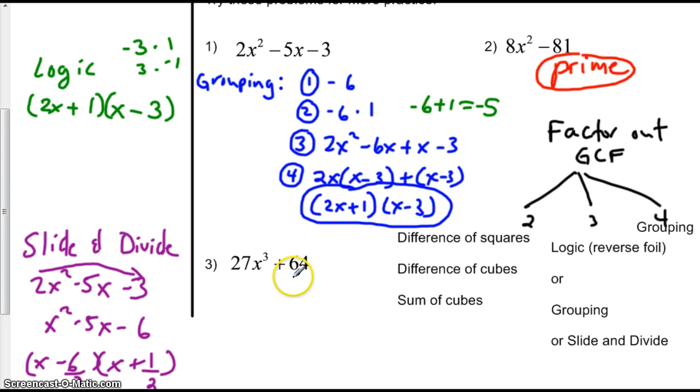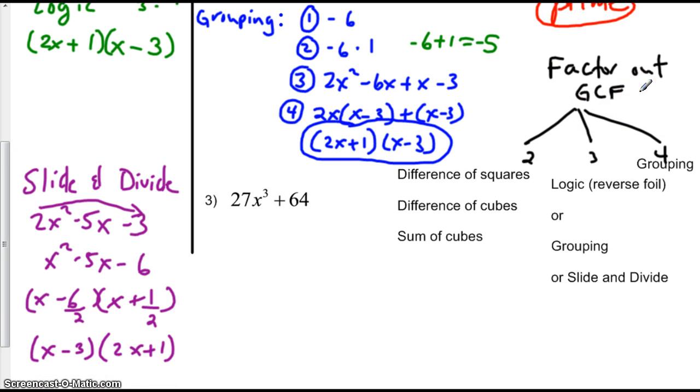Okay, our last problem, number 3. Again, we're going to look to factor out our greatest common factor. And between 27 and 64, they don't have anything in common. Also, the x cubed is only in one term. So then again, we have 2 terms, so it could be a difference of squares, difference of cubes, or sum of cubes. We have a sum. So our only option, if we're going to factor this, is a sum of cubes.